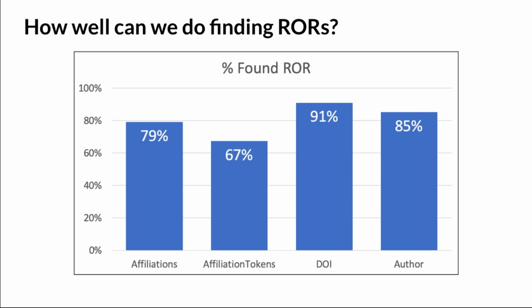So how are we doing? There are these four measures here of how we're doing. Out of the affiliations, we found ROARs successfully for 79% of the affiliations that are in the data.